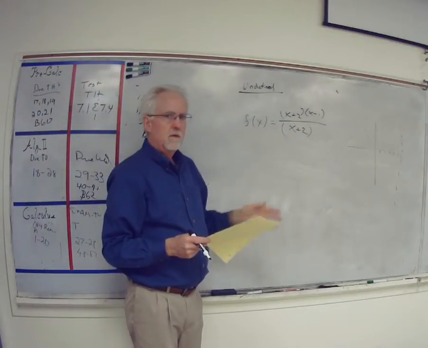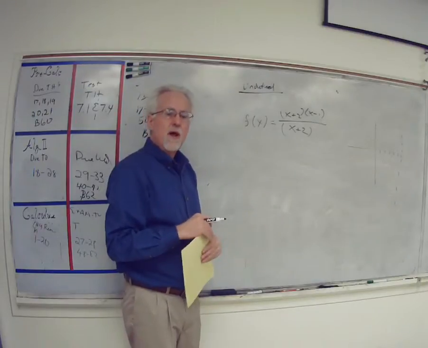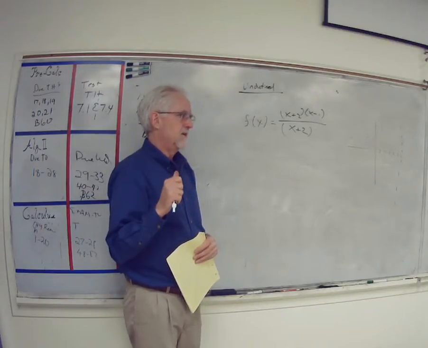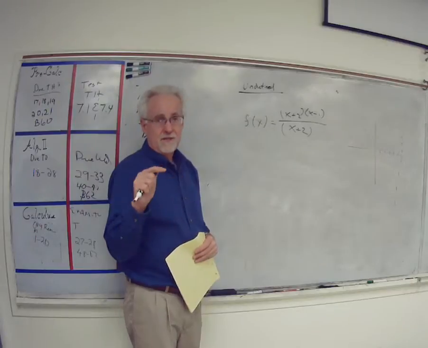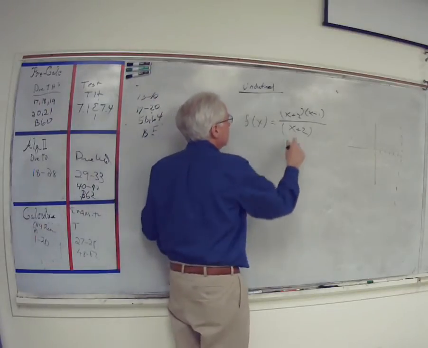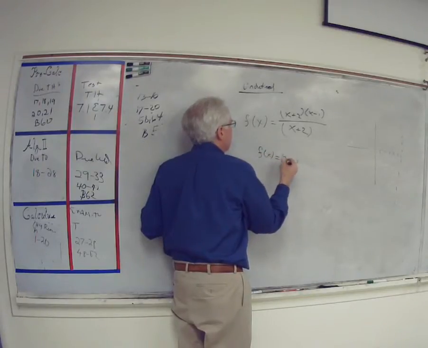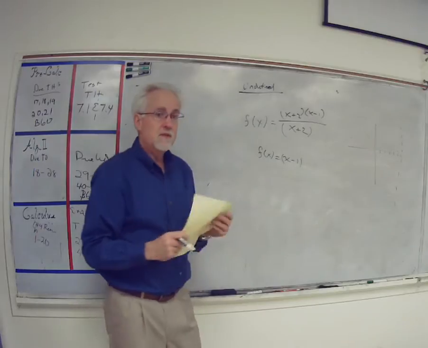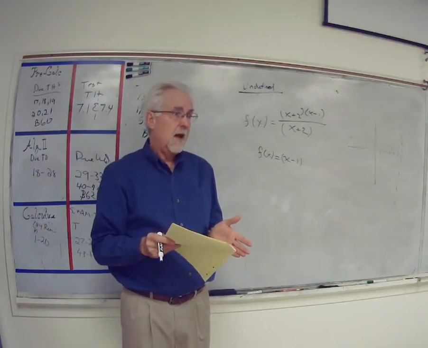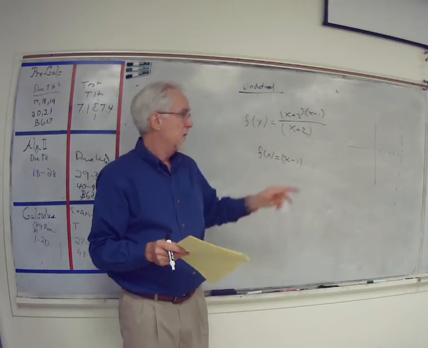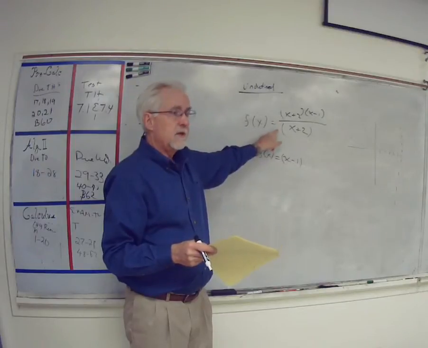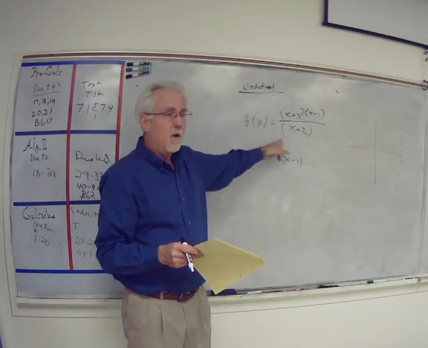It makes 1. Why am I happy with what Jaden said? She didn't say it cancels. She said it makes 1. So x plus 2 over x plus 2 is 1. So I have f of x equals x minus 1. But this is what you have to see. I don't have a vertical asymptote, but even though I took the x plus 2 out, I have to put a hole there.